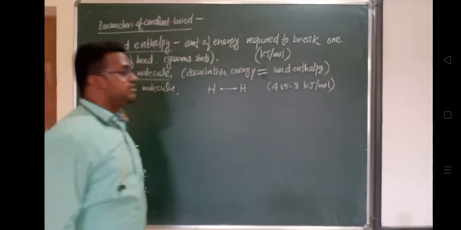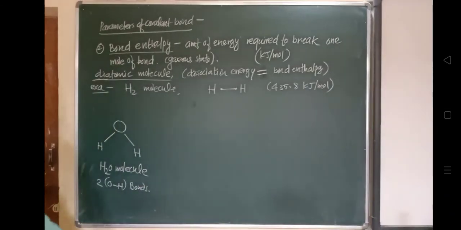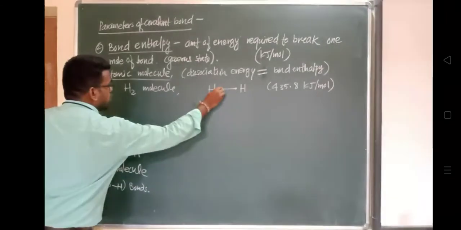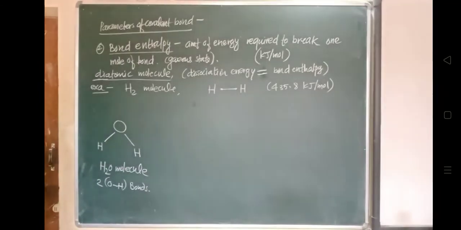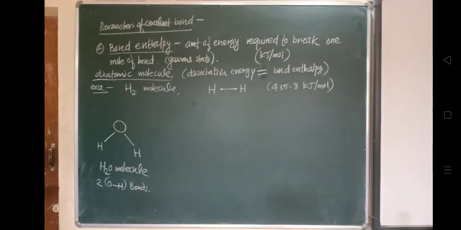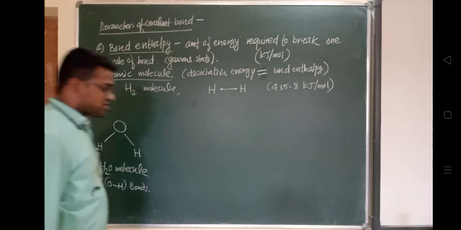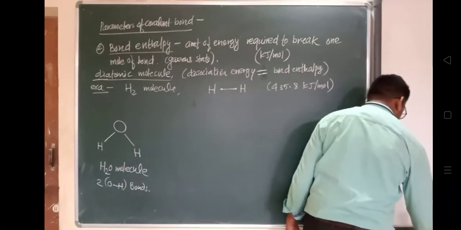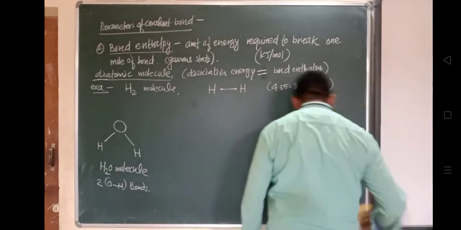So bond enthalpy is a measure of strength. I will write all these parameters because this is very important. This bond enthalpy represents a measure of strength. Now how is it a measure of strength? strength की ये measurement है.